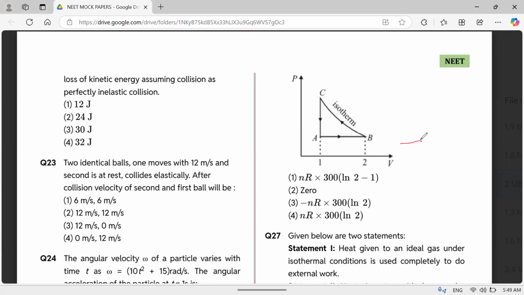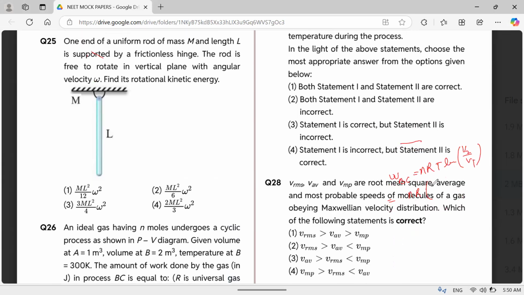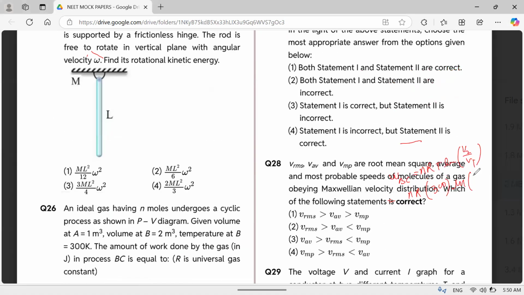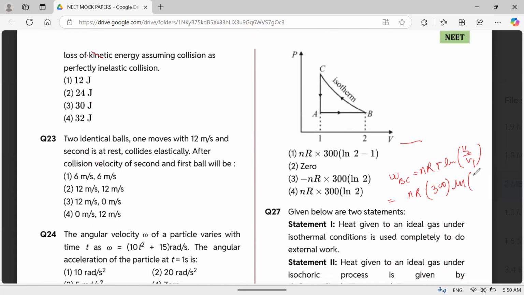Work done from B to C, how much will it be, beta? Isothermal process: nRT ln of V2 divided by V1. So that will be equal to nRT. T will be equal to how much, beta? B to C. Okay, let me check. B temperature is 300 Kelvin. So it will be 300 Kelvin. This one is ln of V2 by V1. A is 1, B is 2. So it is ln of 1 by 2.